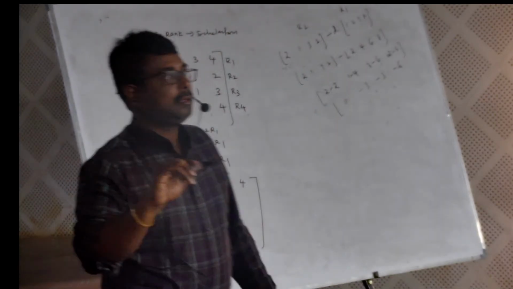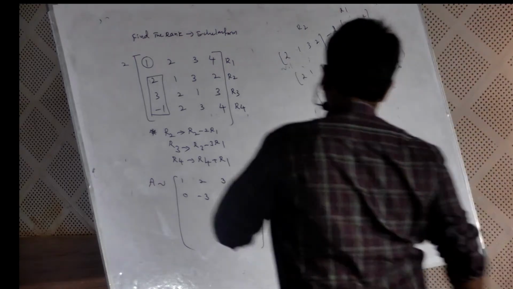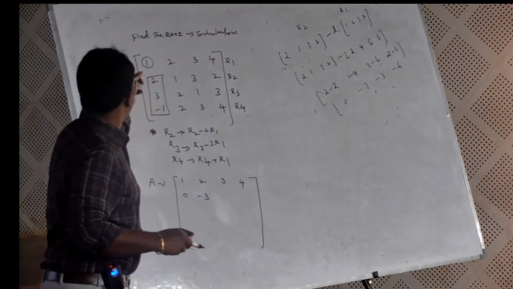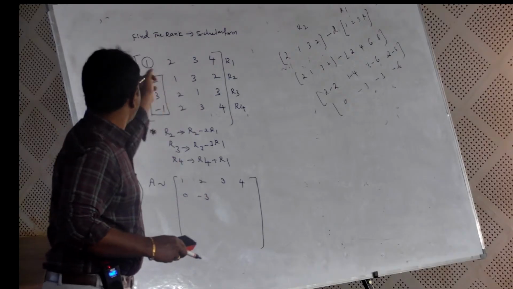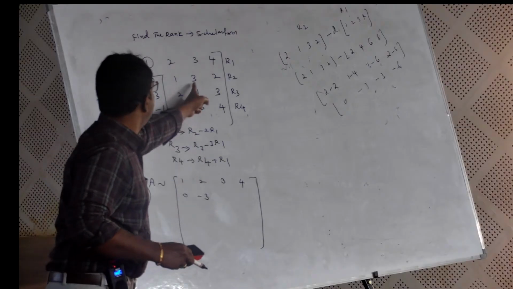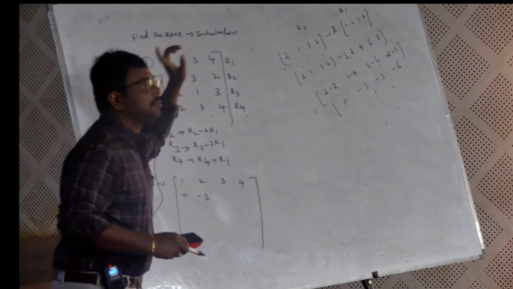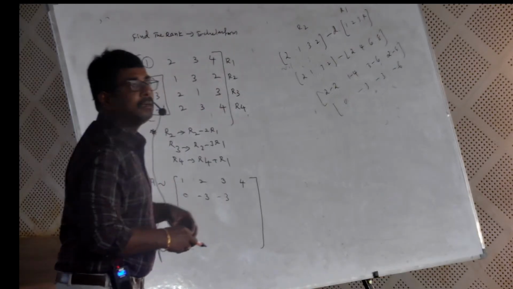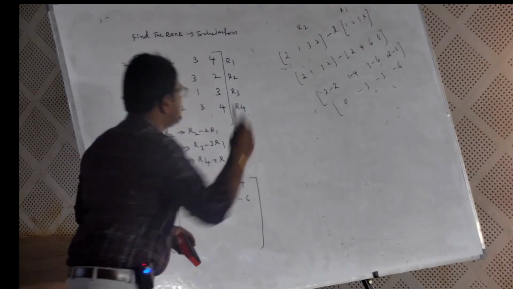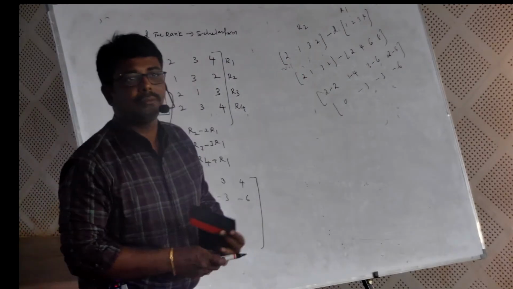But never waste your time writing the operations like that. It will kill your valuable time. Simply write the elements. 2 minus 2 ones are 2, 0. 1 minus 2 fours are 4, 1 minus 4, minus 3. Next, 3 minus 6, 2 minus 8, minus 6. That is not required.